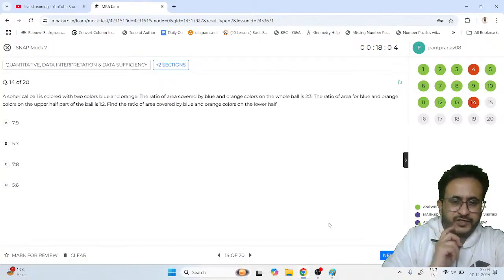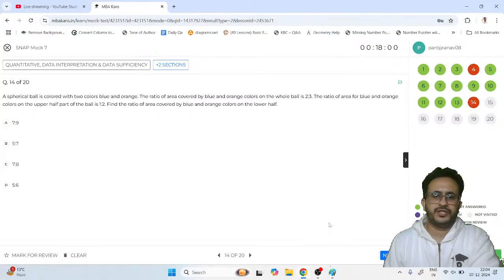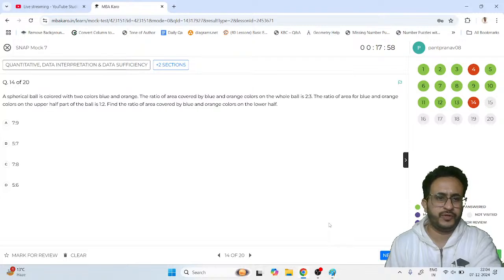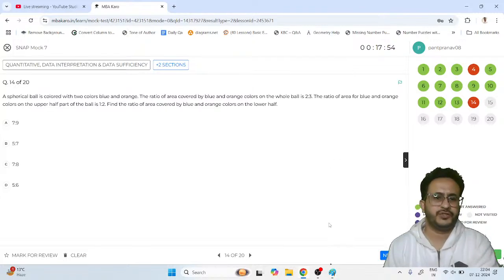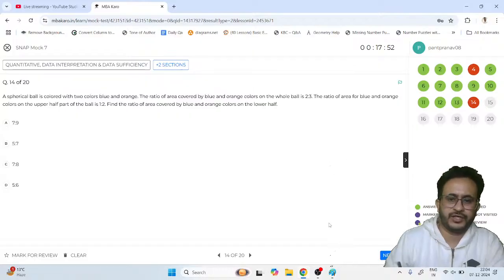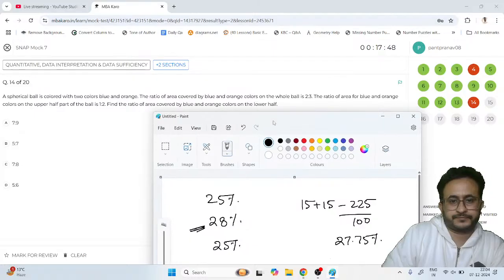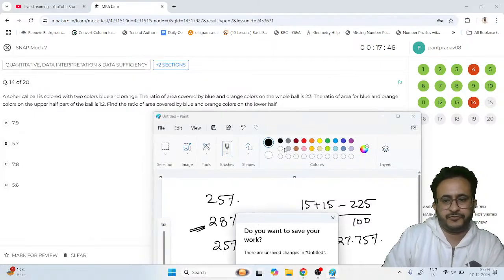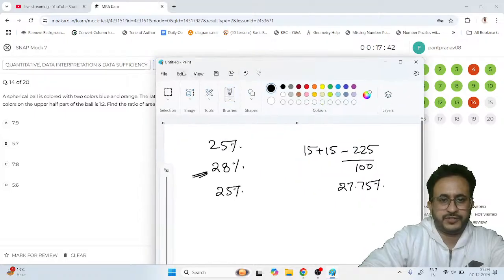Spherical ball is colored with two colors, blue and orange. The ratio of area covered by blue and orange is 2:3. Ratio of area for blue and orange colors on the upper half is 1:2. Find the ratio of area covered by blue and orange on the lower half. Okay. So we have to find the ratio of area of blue and orange on the lower half.